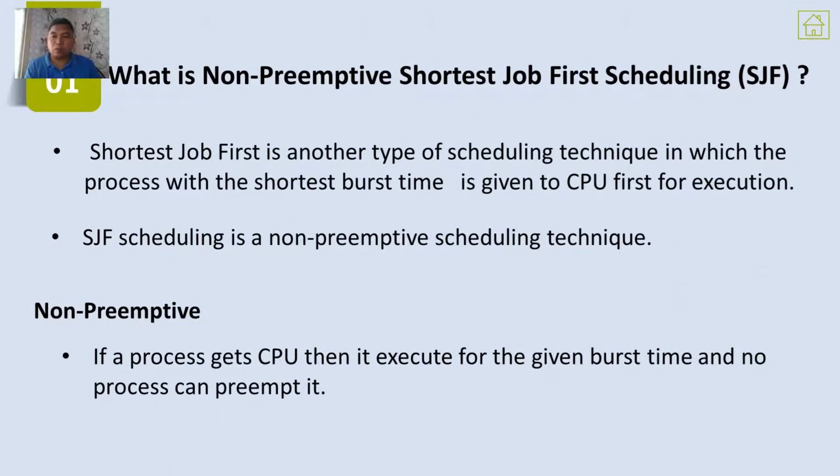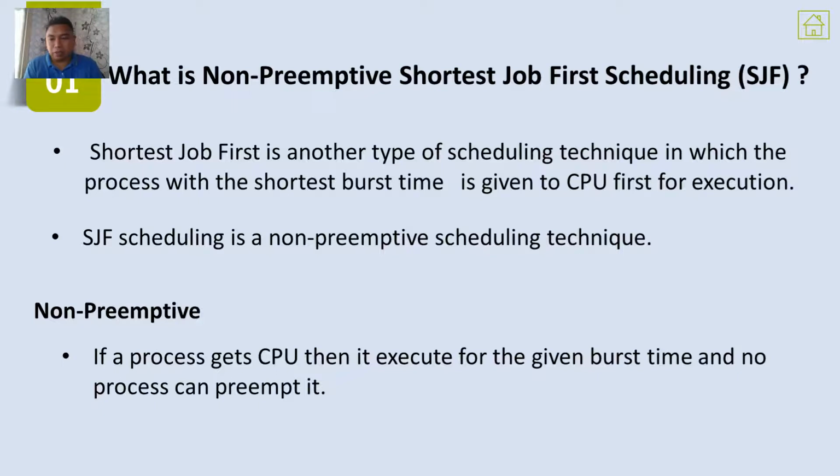First, what is the non-preemptive shortest job first scheduling, or the SJF? Shortest job first is another type of scheduling technique in which the process with the shortest burst time is given to the CPU first for execution. SJF scheduling is a non-preemptive scheduling technique.